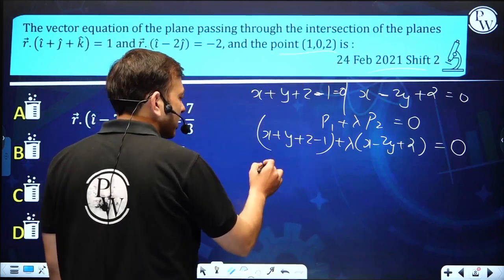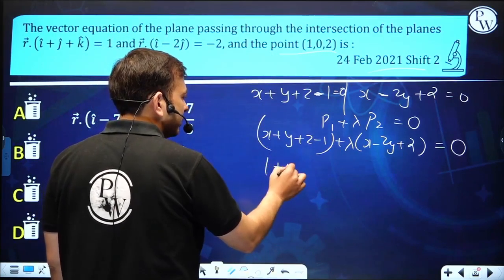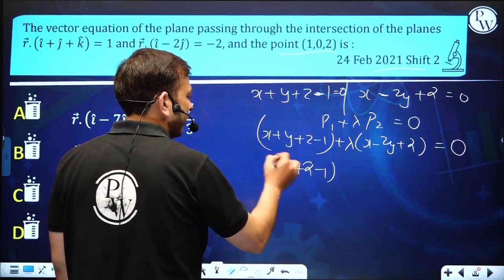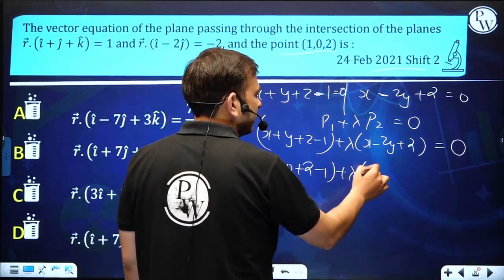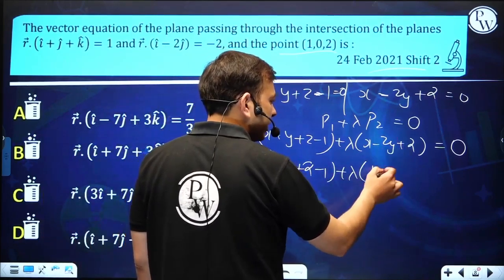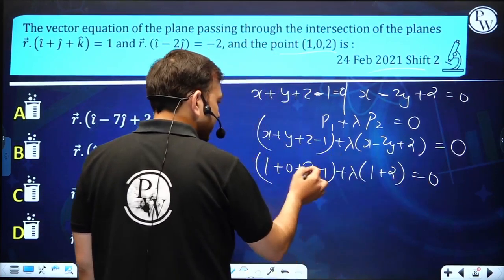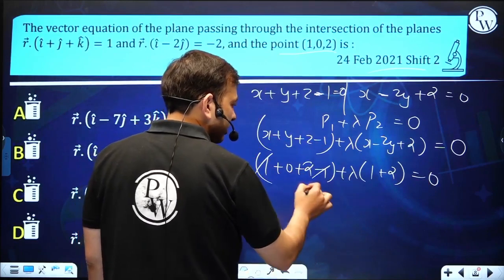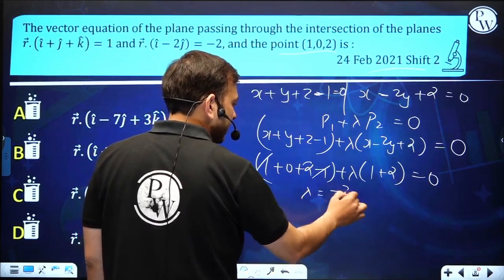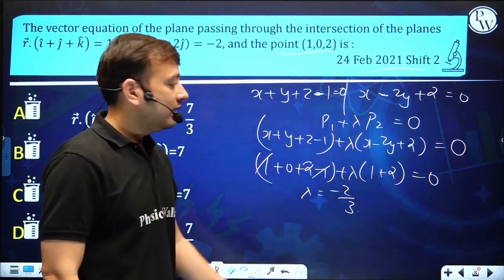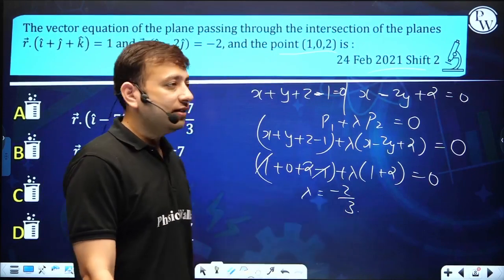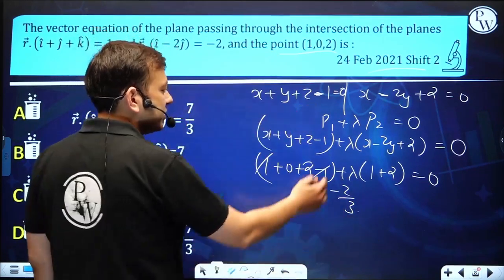1, 0, 2. So, sir, 1, 0, 2. And here, 1, 0 and 2 is already there, meaning 2z is not there. So, it will become, sir, 1, 1 cancel. So, lambda is equal to minus 2 by 3. Lambda will be equal to minus 2 by 3. Substitute here in this equation.